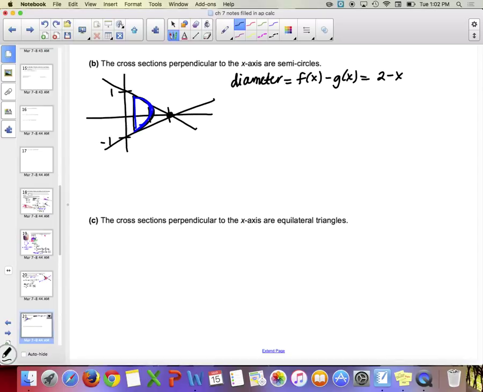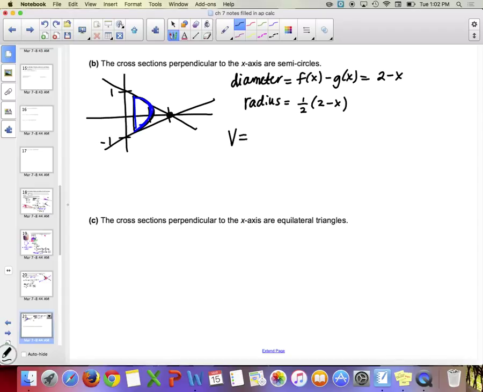Do y'all see that? Do I need to write out all the steps? Same. So that means your radius of the semicircle is going to be half of that. I don't care how you do this. You could do 1/2 of 2 minus x and leave it like that. And then when you square it, you'll have 1/4 of 2 minus x squared. Or you can bring the 2 into both pieces. It doesn't matter.